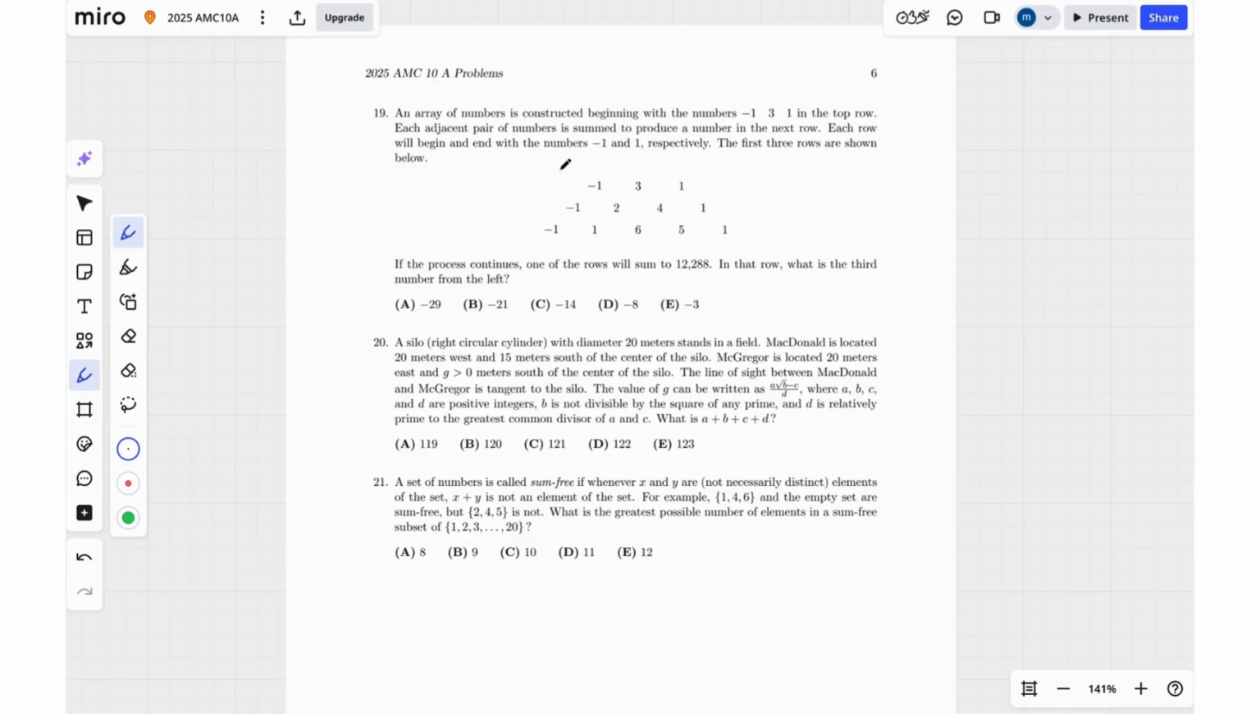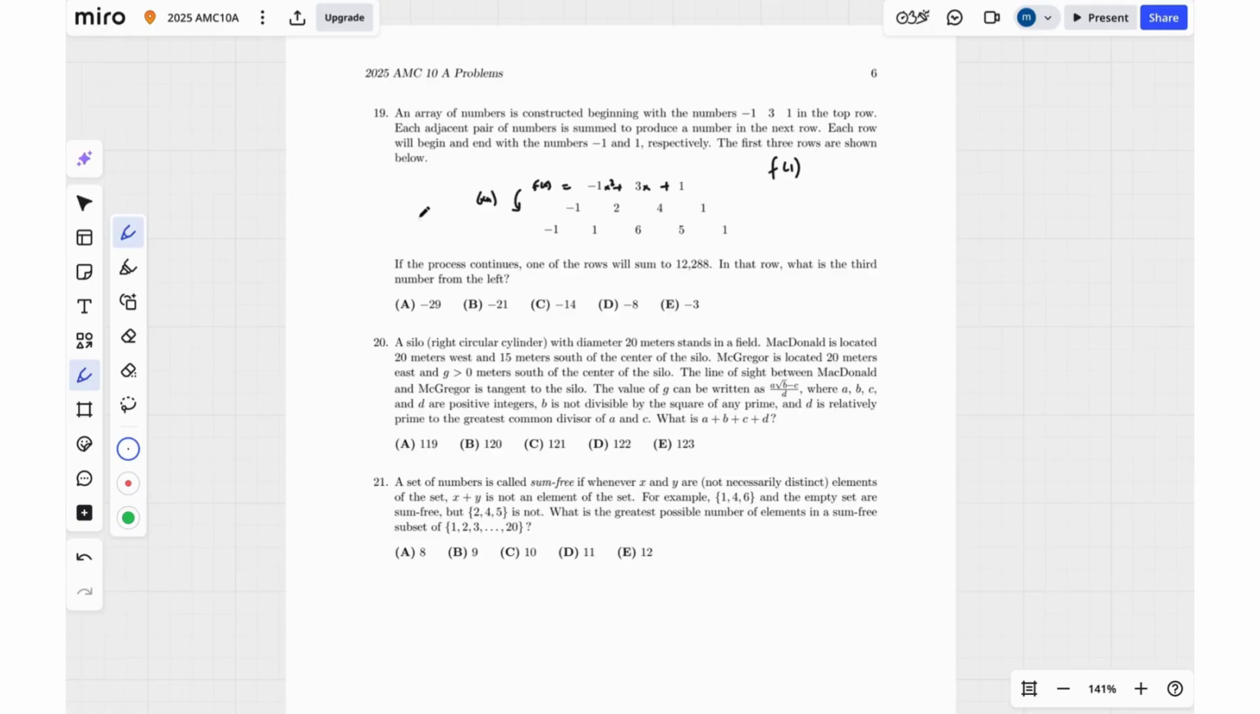So next we have 19. So an array of numbers is constructed. This is similar to Pascal's triangle, but with different initial conditions. But we can apply a similar argument. So basically, let's say that these are our coefficients. So f of x equals this plus this. We notice that to get to the next row, we're just multiplying by x plus 1. Another thing is that the sum of the coefficients, which is these values, is just f of 1.